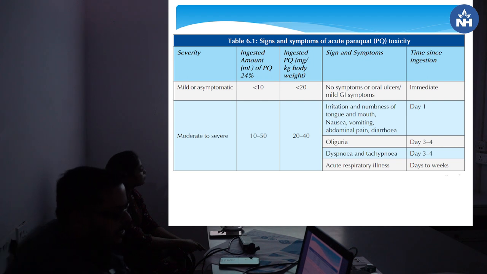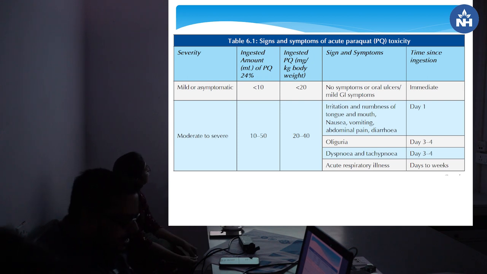Now this is a table showing the signs and symptoms of acute paraquat toxicity as per the ingested dose. If the ingested amount of paraquat is less than 10 ml, it is mild or asymptomatic, and the amount is less than 20 mg per kg body weight, immediately there are no symptoms of oral ulcers or there are mild symptoms. After day one, there is irritation and numbness of the tongue and mouth, nausea, vomiting, abdominal pain and diarrhea.